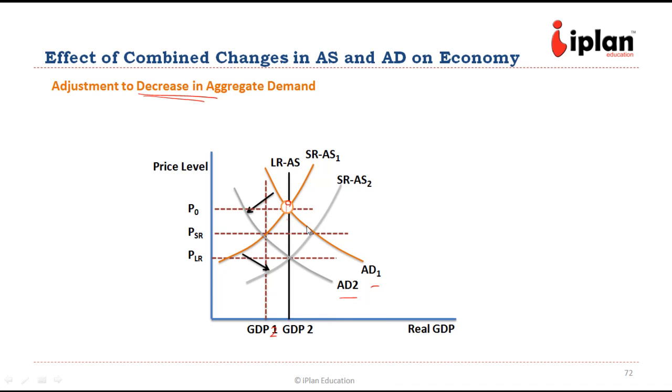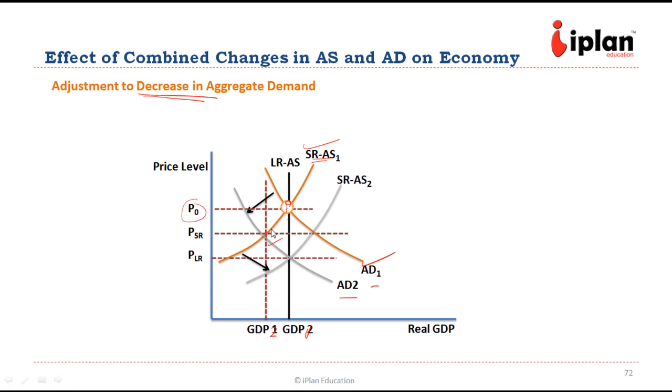This is GDP 2. Suppose we were at this GDP 1 level and price was P naught. This is our demand curve. This is our supply curve in the short run. The demand curve shifts leftwards. Demand comes down, so this curve becomes the new curve. The supply curve remains the same for a while.